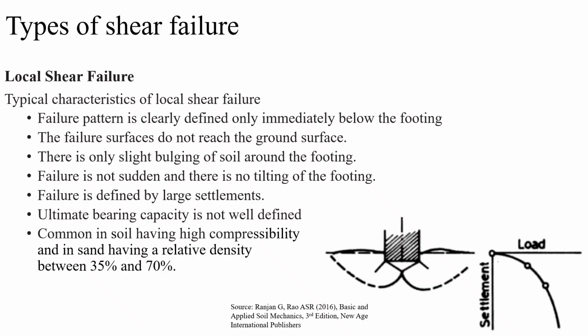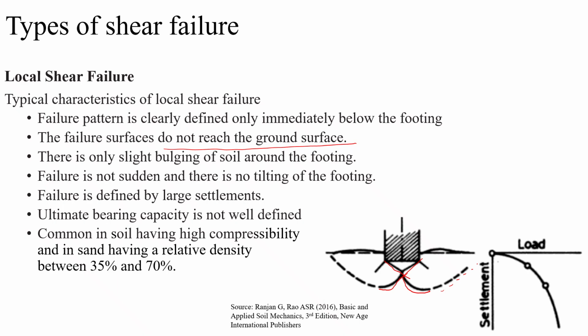The next type of shear failure is local shear failure. In local shear failure, the state of plastic equilibrium is not fully developed, which means the failure pattern is clearly defined only immediately below the base of the footing. See here, only up to this point you will have a continuous line. The failure surface will not be continuous beyond this point. So that is why we are having dotted lines here. And also the failure surface did not reach the ground surface.